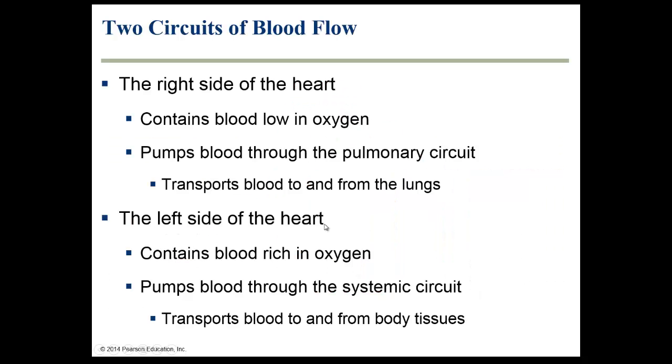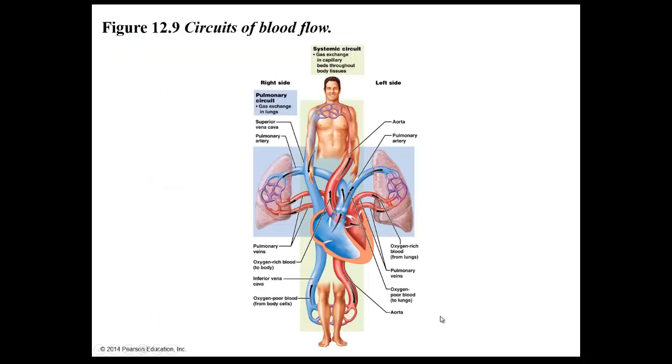So again, the right side of the heart we call the pulmonary circuit because it involves moving blood to the lungs. And the left side of the heart we call the systemic circuit because it's moving blood to the body tissues. So here we can see the lungs are shown here. The right side of the heart has the deoxygenated blood, which is shown in blue, going to the lungs, picking up oxygen, bringing it back to the left side of the heart, which goes to the ventricle and then is pumped to all the vessels, all the arteries, and then capillaries of the body.